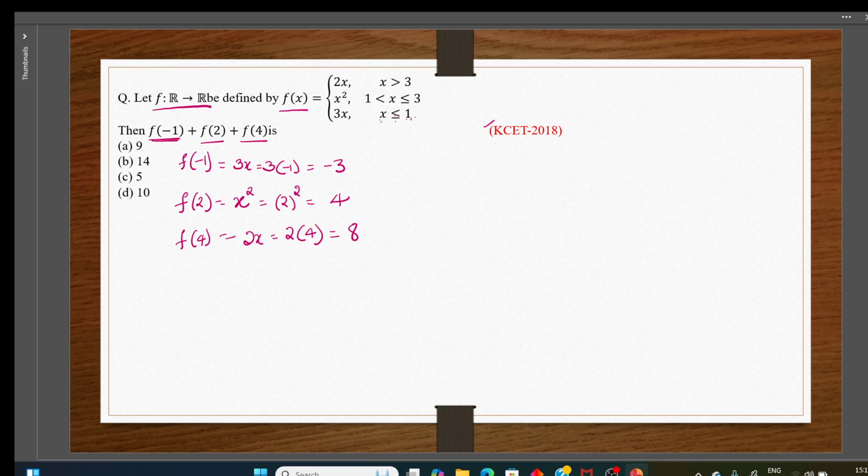So now the question is, find f of minus 1 plus f of 2 plus f of 4. So f of minus 1 means the value we get is minus 3, plus f of 2 means 4, plus f of 4 means 8. So simplify this, we get 9 is the answer. Okay, what is the answer here? 9 is the answer. Clear?